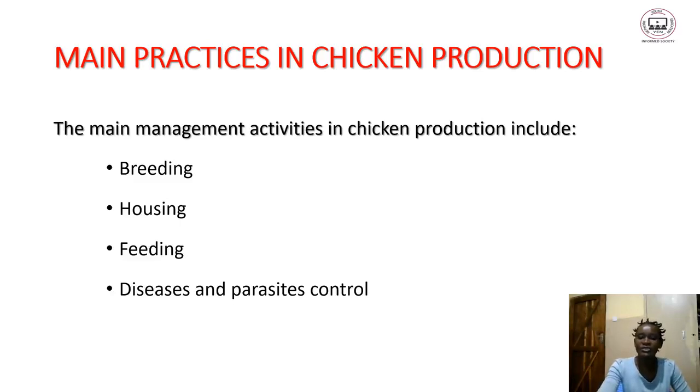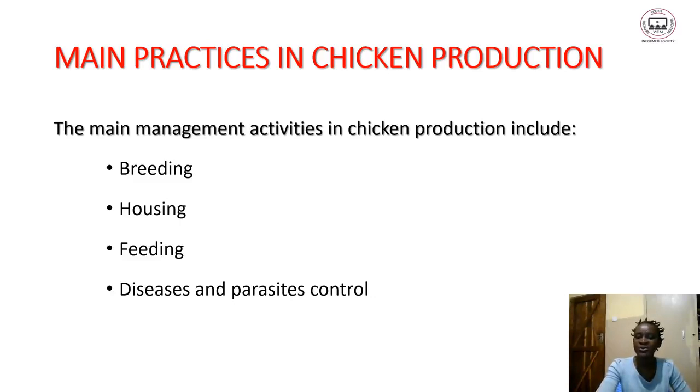As I already mentioned that the population is growing rapidly, we need to boost chicken production as much as possible so that we can have high yields from chicken. As I already said, we can get meat from chicken, we can get eggs from chicken as well as feathers. So these products, they will be required in large quantity just because the population is growing rapidly.